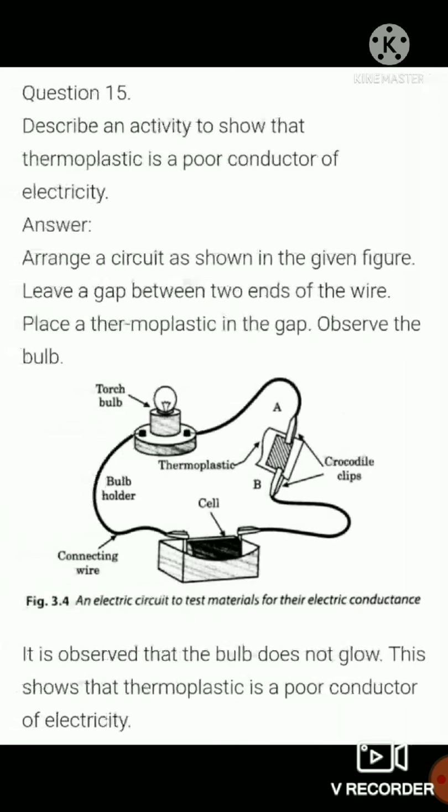Okay. Now, question number 15. Describe an activity to show that thermoplastic is a poor conductor of electricity. So you have to draw this diagram. Arrange a circuit as shown in the given figure. Leave a gap between two ends of the wire. Place a thermoplastic in the gap. Observe the bulb. It is observed that the bulb does not glow. This shows that thermoplastic is a poor conductor of electricity.